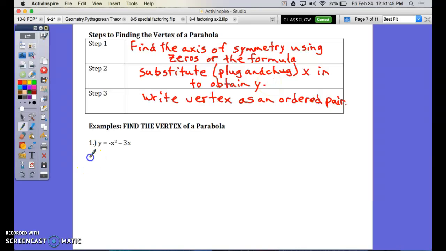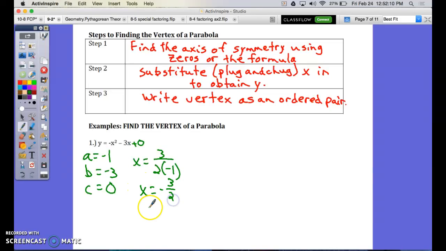So let's go ahead and try one here. Let's go ahead and identify my A, my B, and my C. Now in this case, it is actually C equals 0. Once again, not necessary now, but will become beneficial later. So now I'm going to say the opposite of B, which is 3 over 2 times A. So my x value comes out to -3/2, and I can just leave it as that.